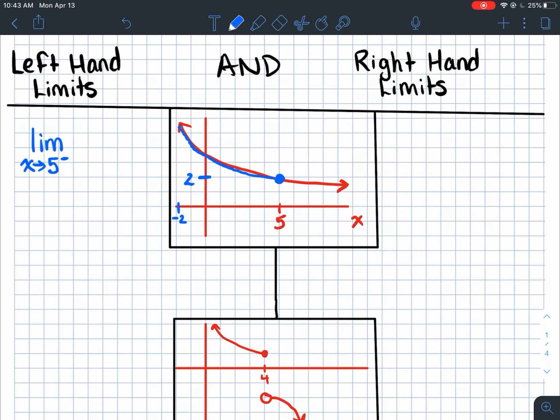So we could say that the limit of this graph as we approach 5 from the left is 2. So that's a left-hand limit.